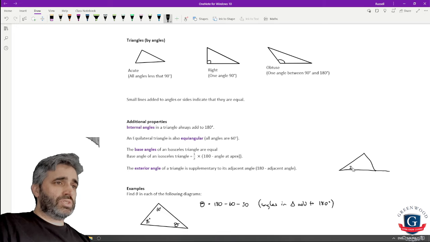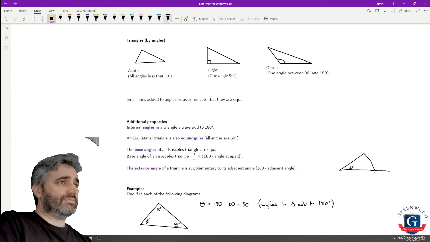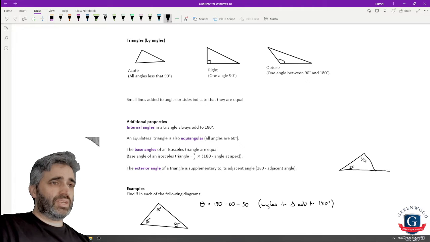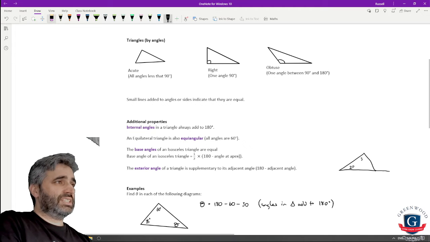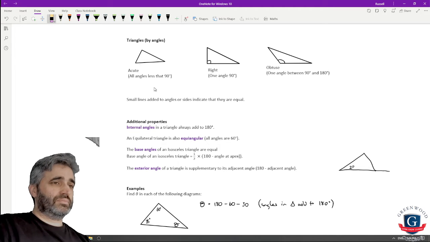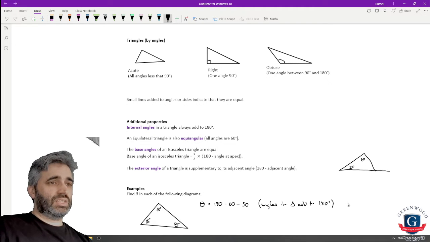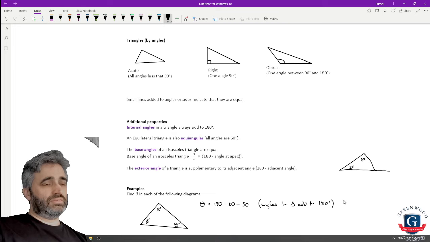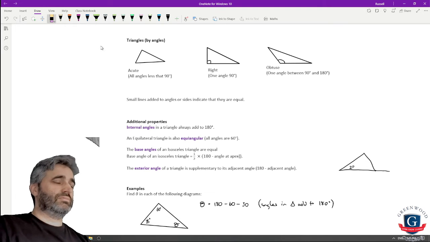So if this was 20 and this was 50, let's not make it 90 because it doesn't really look like 90. Let's make it 30. Okay. No, let's make it 60. That'd be better. No, let's make it 100. There we go, now I'm happy.